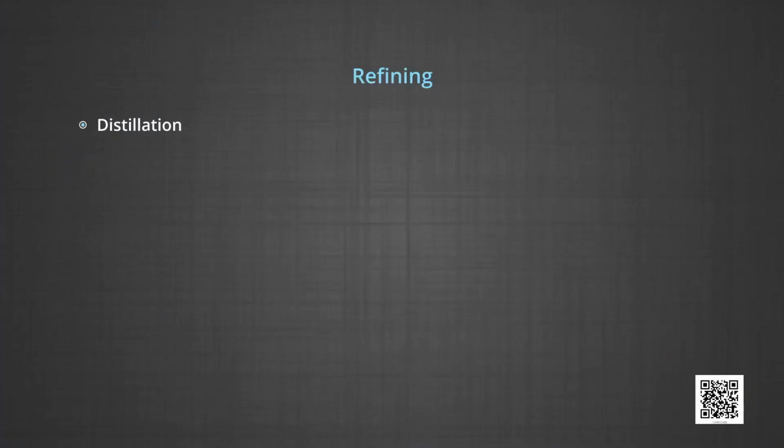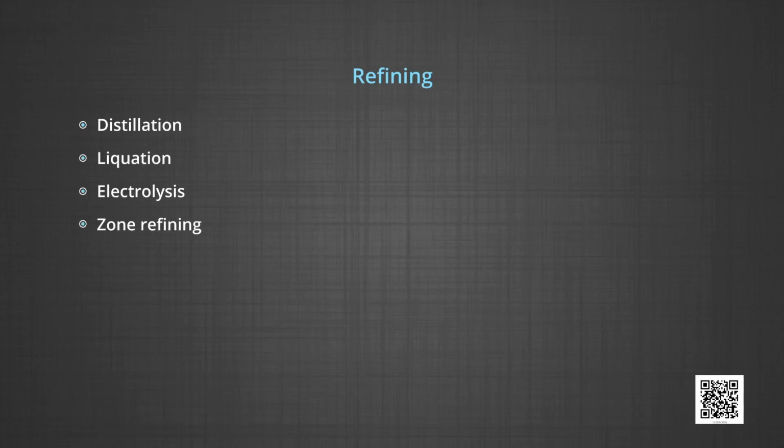For obtaining metals of high purity, several techniques are used depending upon the difference in the properties of the metal and the impurity. Some of them are distillation, liquation, electrolysis, zone refining, and vapor phase refining. Now let us understand these methods in detail.